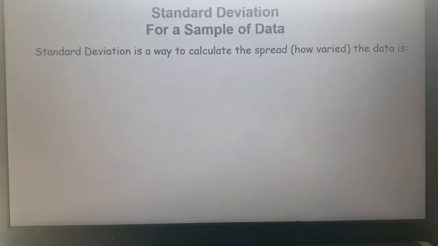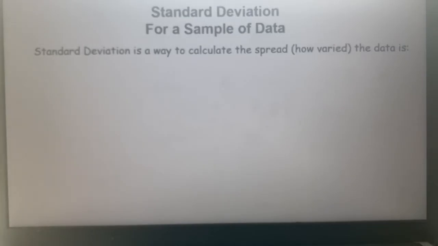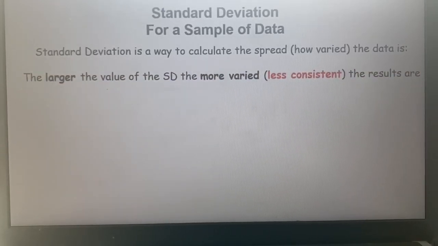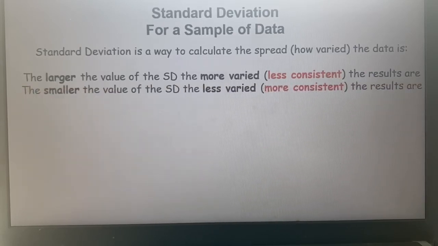Okay, so let's take this forward and look at standard deviation, because standard deviation is a much better way to calculate how varied the data is. Much more involved than the range. The range only used the two extremities of the data. However, standard deviation is a formula that uses every piece of data in your sample. When you get your result for standard deviation, it's a value, and the larger the value, the more varied our data is, and the smaller the value, the less varied our data is.